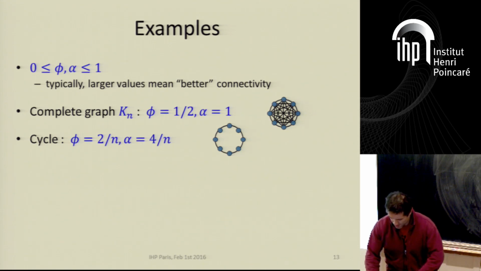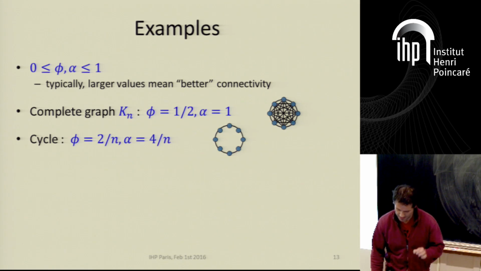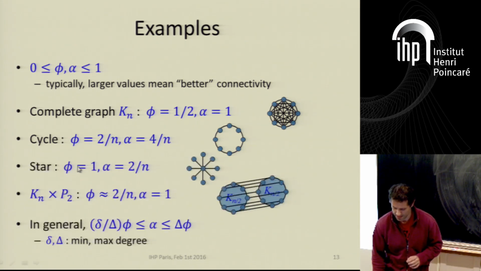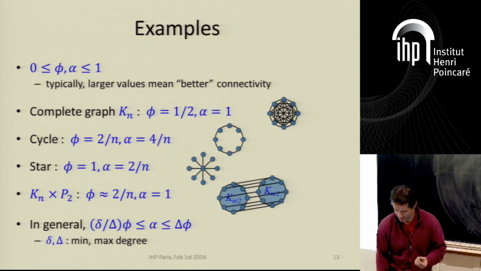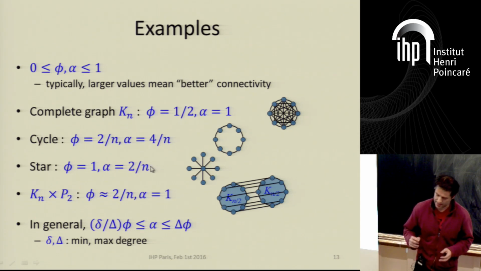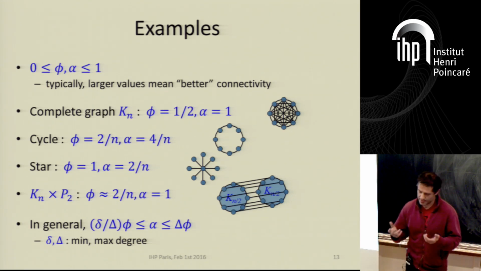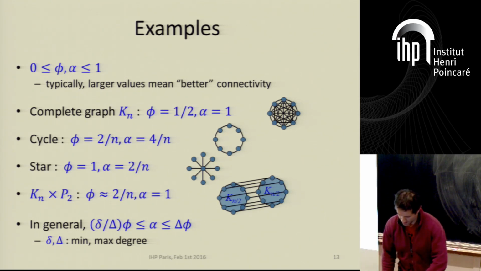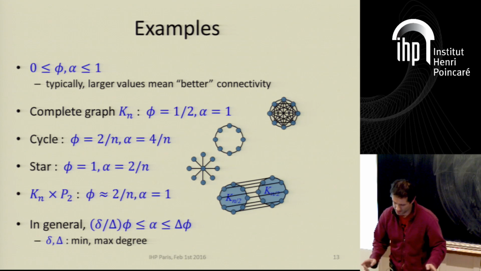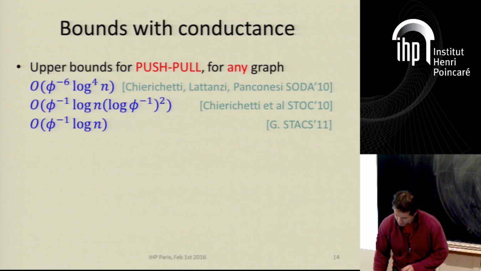So despite the fact that in these two examples both parameters have similar values, this is not the case in general. There are graphs like the star where the conductance is very high, here it is 1, and the vertex expansion is low. And there are also examples where the opposite is true. So in general, these two quantities, conductance and vertex expansion of a graph, are incomparable. You just need to recall that higher values mean better expansion, better connected graphs.